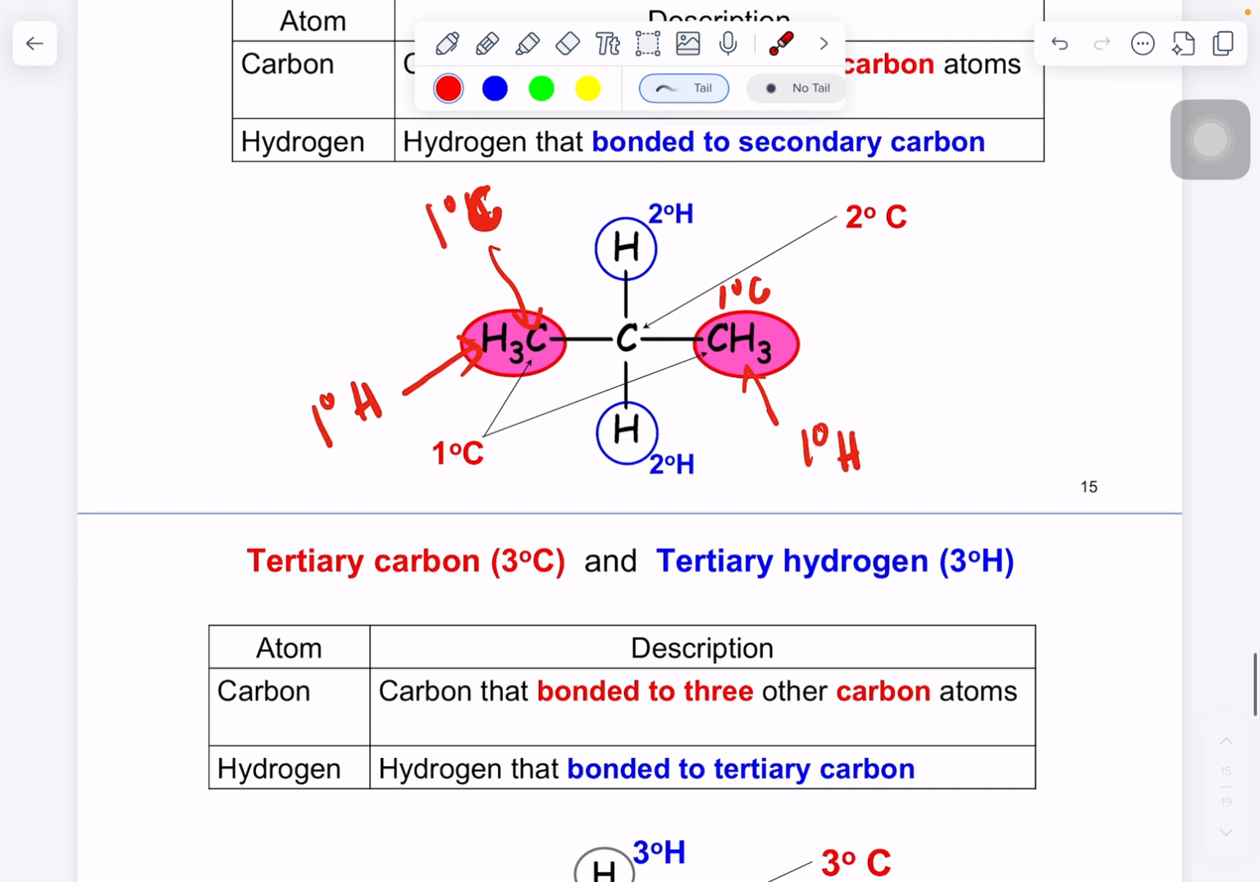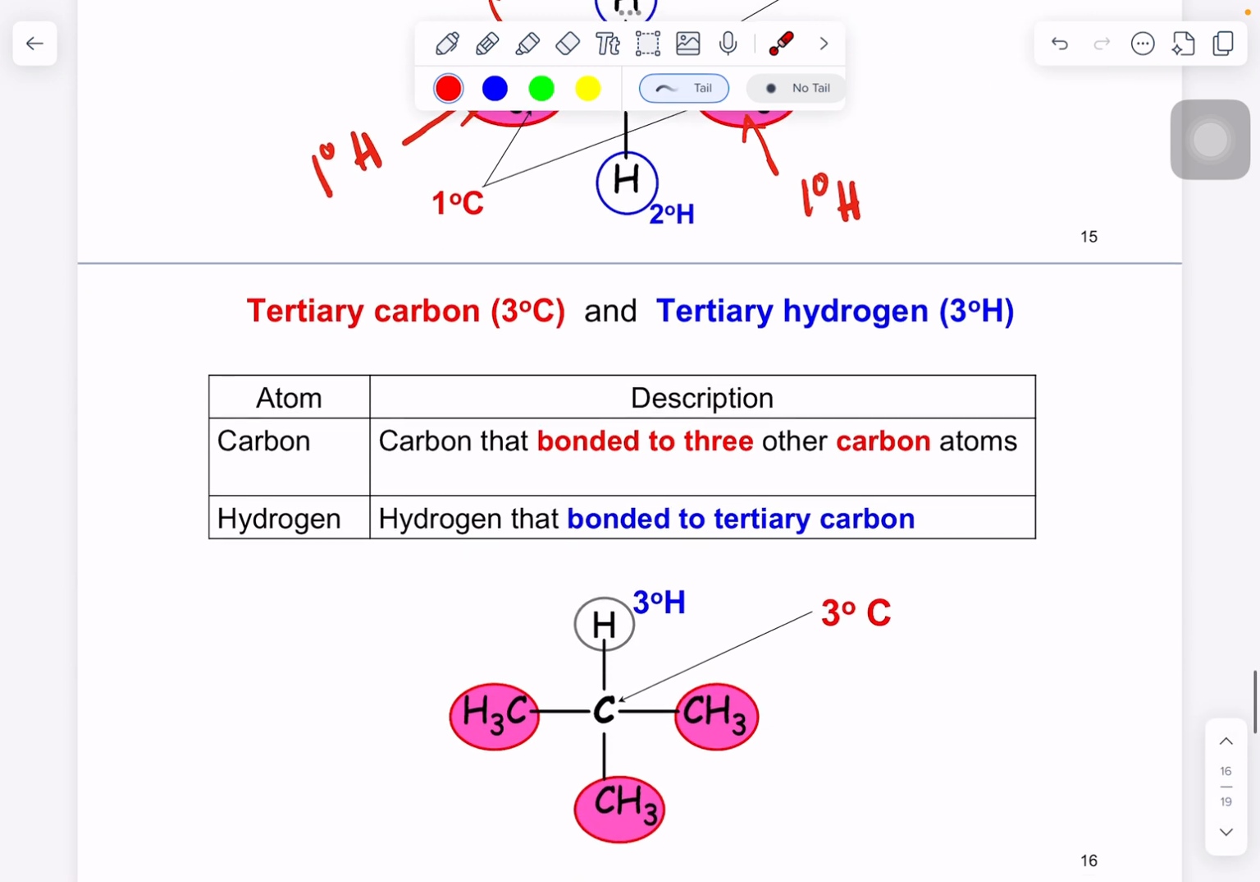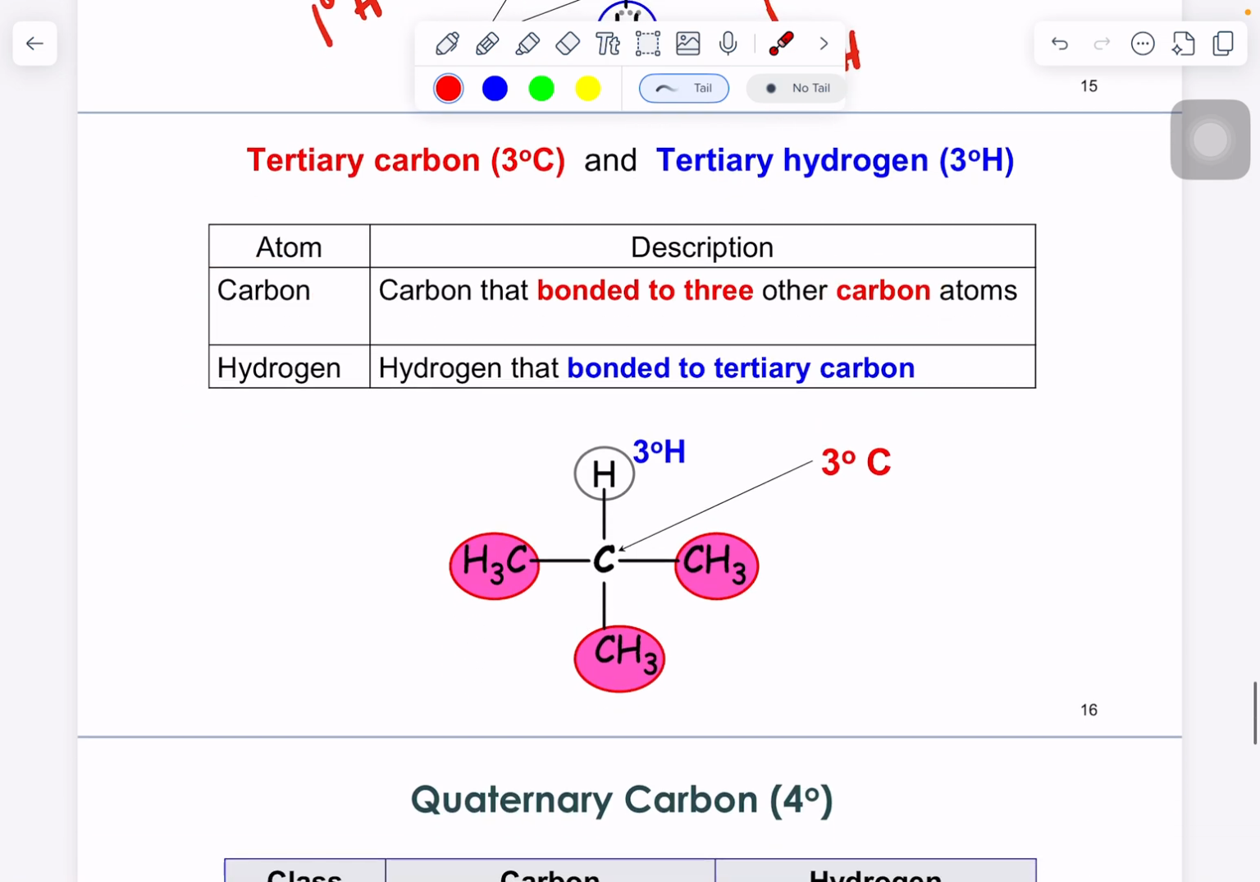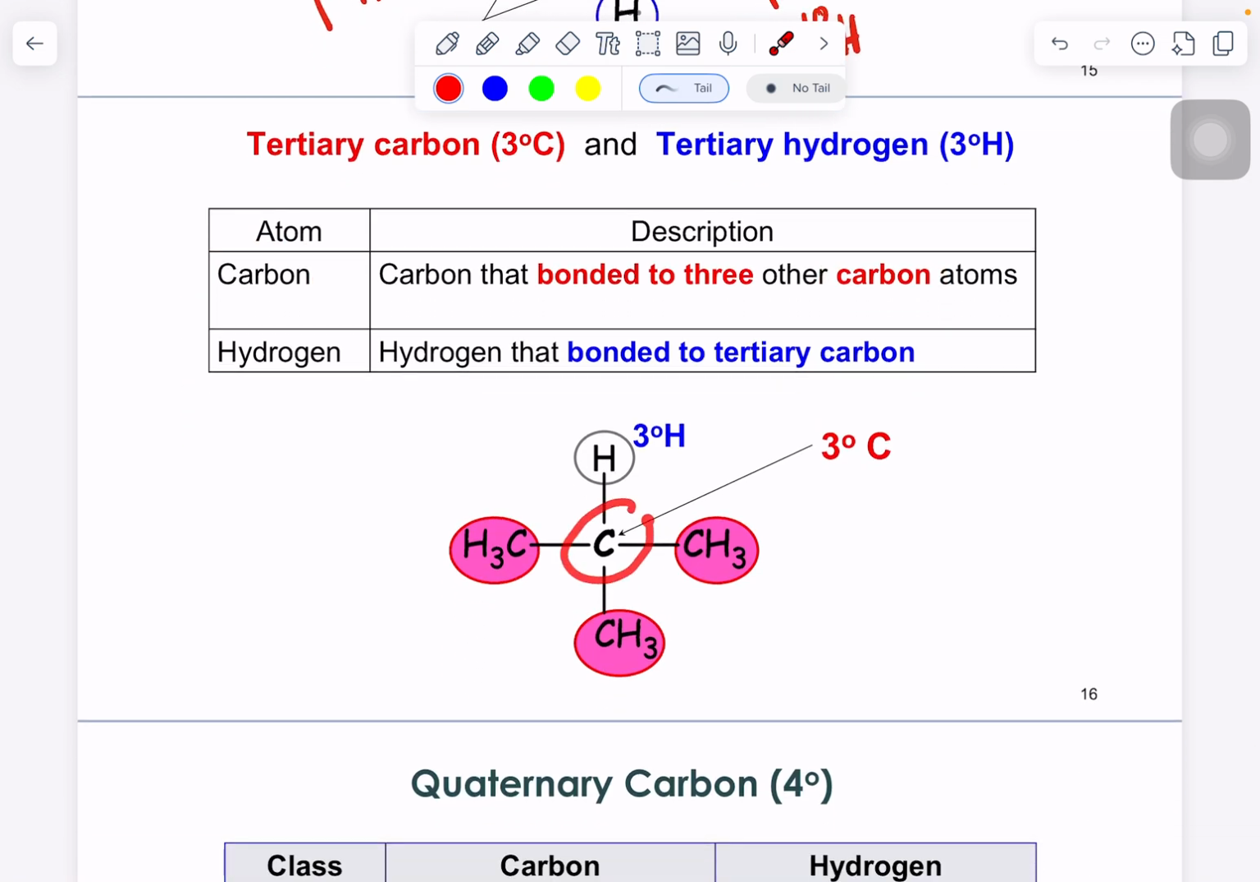Now, tertiary carbon and tertiary hydrogens. Tertiary carbon is a carbon that is bonded to 3 other carbons, yang bonded kepada 3 carbon yang lain. Kita tengok yang ni. So this carbon has 4 single bonds, and 1, 2, 3 carbons are bonded to it.